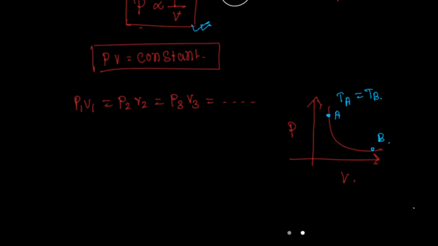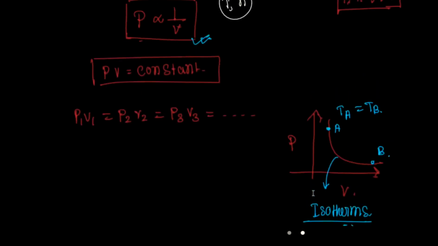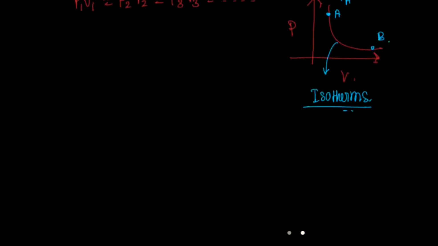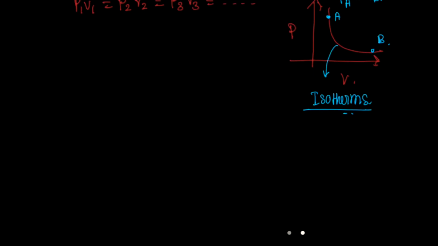Throughout the curve, the temperature remains constant. Because of that, we call these types of curves isotherms. We call it isotherms. So this isotherm is obtained in Boyle's law. I am not going deeper into the different types of questions, but all I'm going to tell you is, let's say I have another curve.